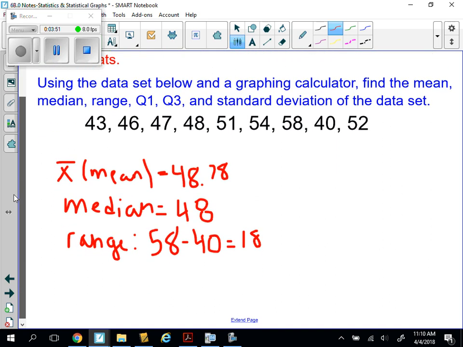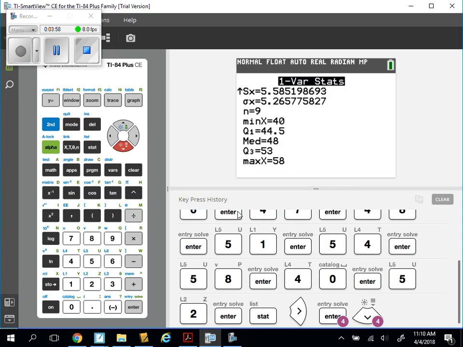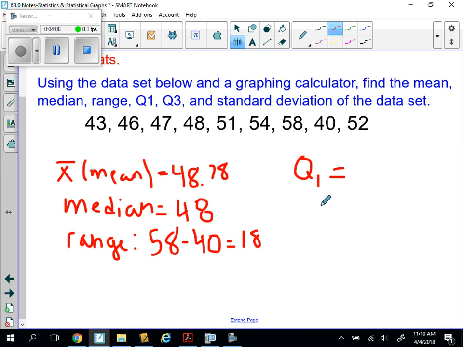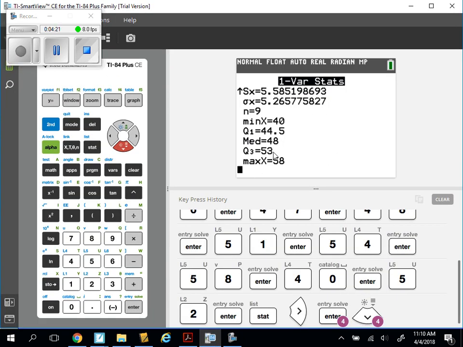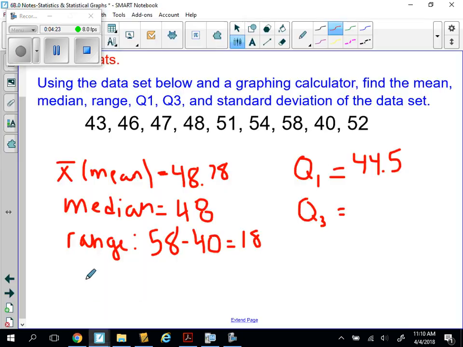Our next thing is what we're going to find is our Q1. Now here, it's going to tell you right on the calculator, Q1, and that's 44.5. So that's our answer. Remember, that's our lower quartile. So 44.5. Then we're going to figure out Q3. Once again, you can just figure this out right from the calculator. Q3, we can see it's 53. So we're going to go ahead and put that in.